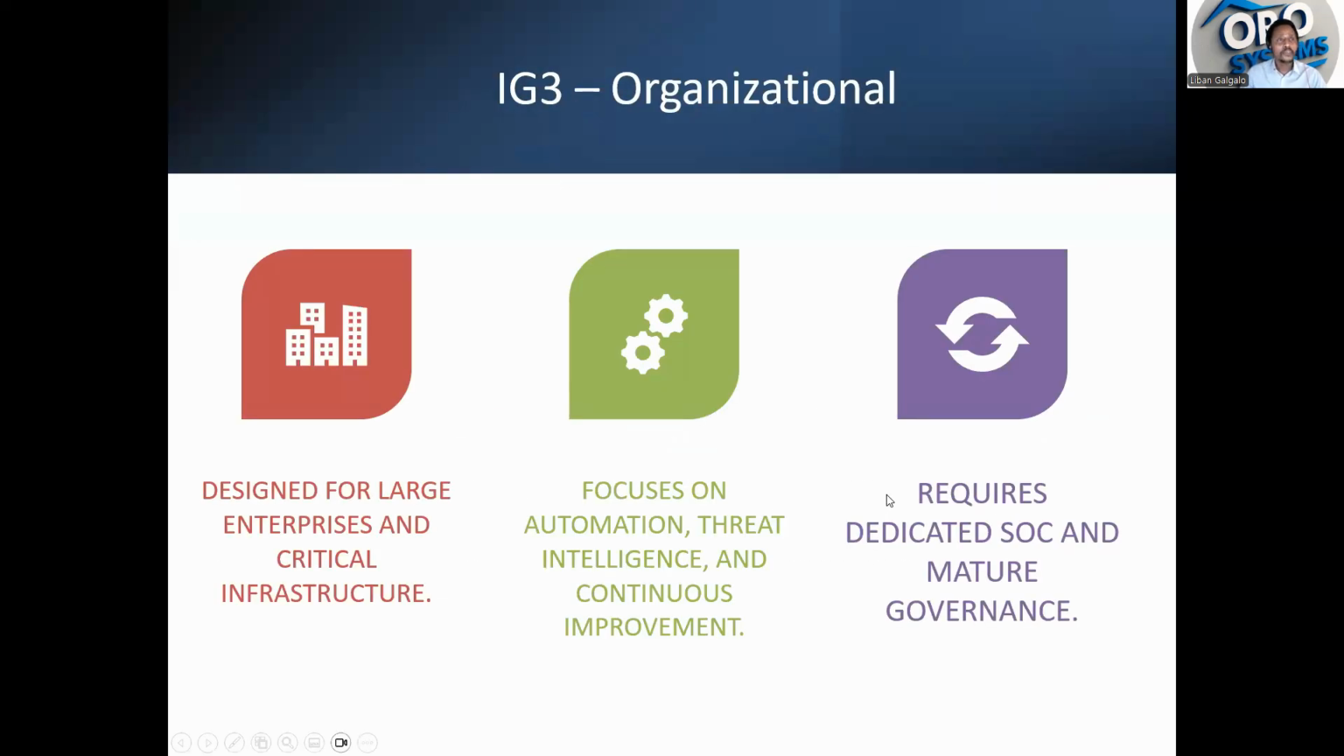All right, moving to IG3, which is organizational, or enterprise level implementation, designated for large enterprises and critical infrastructure. That's where there is more focus on automation, threat intelligence, continuous improvement, which requires a dedicated SOC and mature governance, which is very much high level.